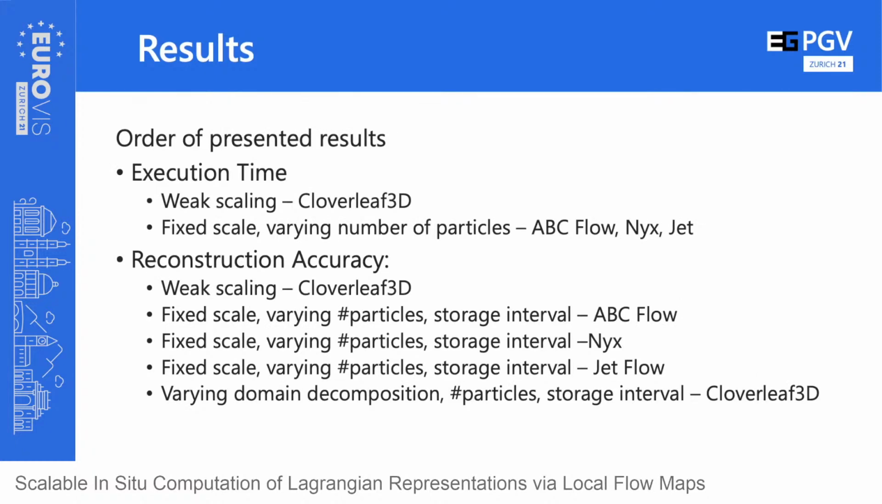Before going through the results, I want to give you an idea of the order in which they will be presented. We will first look at the execution time of our weak scaling study using the Cloverleaf 3D dataset, and then the execution time when using a fixed scale and varying workload for the other datasets. Next, we will look at reconstruction accuracy results for the flow maps extracted from the weak scaling study and the fixed scale studies. Last, we will look at a study that considers varying domain decomposition for a fixed grid size, and how varying the number of particles and storage interval play a role in reconstruction accuracy in this context.